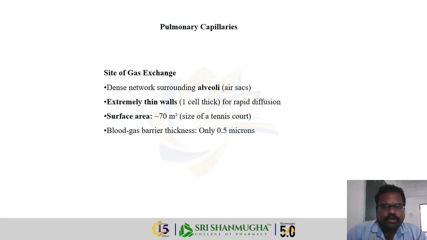It is like the size of a tennis court. That much big we have the surface area. That is why it is 70 meters square surface area. Then blood gas barrier thickness only 0.5 microns. So this is the key point you have to remember.